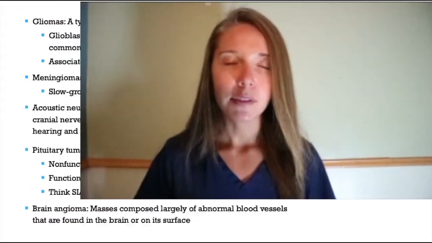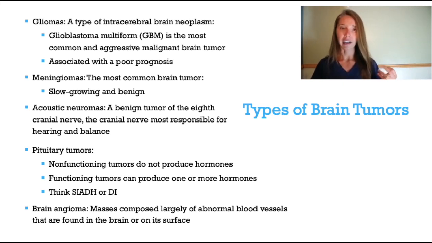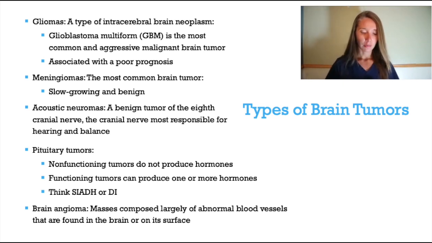So these are some types of brain tumors. We can have gliomas or glioblastomas. We can have meningiomas. Meningiomas are typically more slow growing than that of a glioma, which are pretty aggressive. Acoustic neuromas usually affect the 8th cranial nerve, which is most responsible for our hearing and balance. And then we can also have pituitary tumors that affect the release of particular hormones.